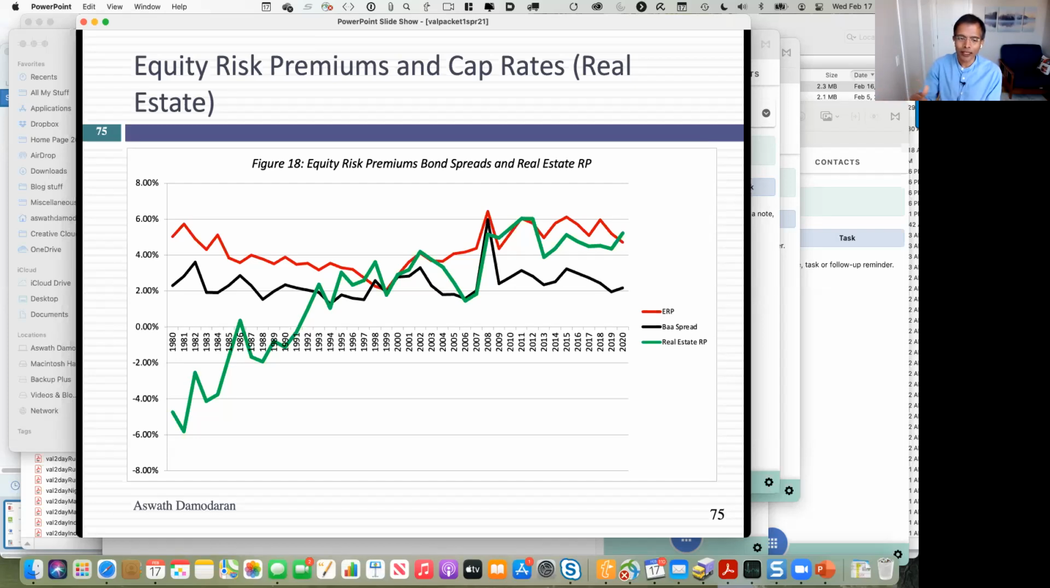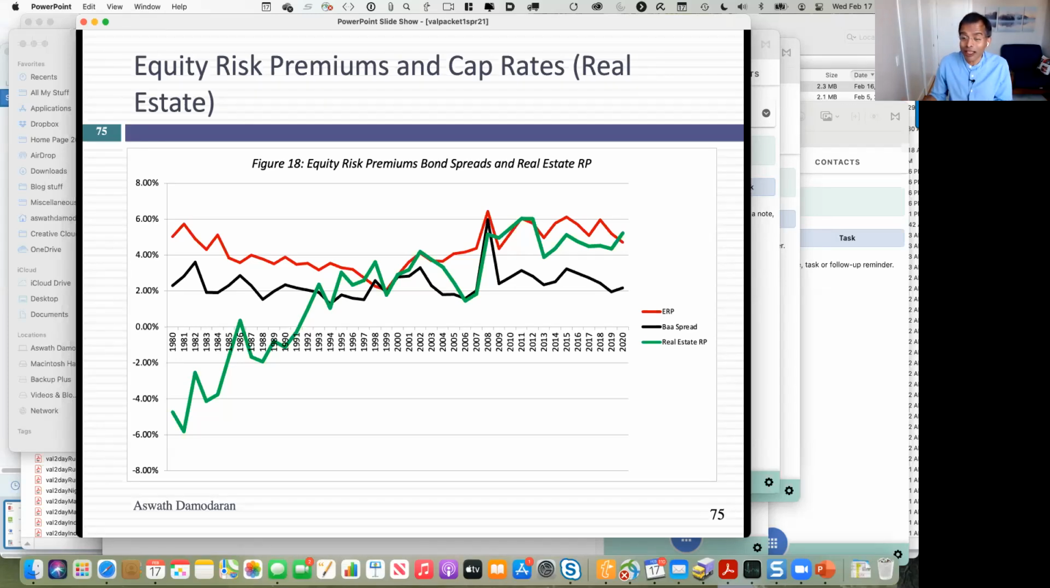You see where I'm going to go next? If I take the cap rate and subtract out the risk-free rate, I get a risk premium in real estate. So the equity risk premium measures what I'm getting in the equity market, the bond default spread, which is measuring what I make in the bond market, and the cap rate minus the risk-free rate, which is measuring what I make in the real estate market.